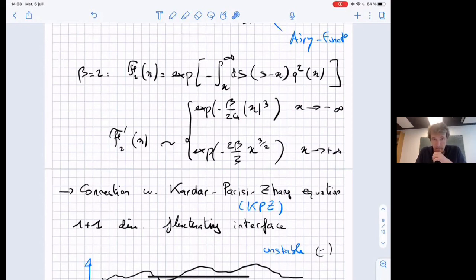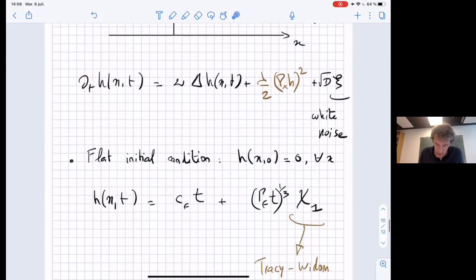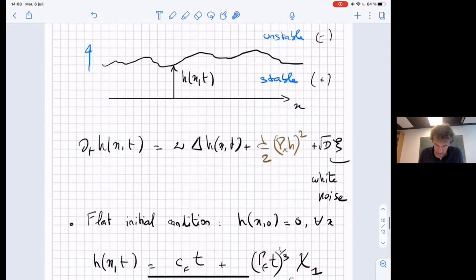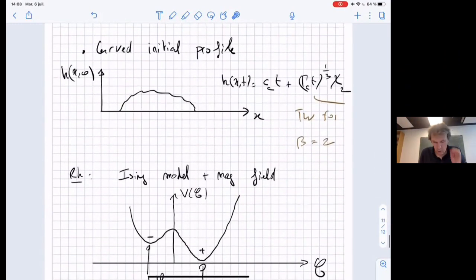Thank you. Now, last question. For the wedge initial condition, is there also a result? Yeah, so actually the wedge initial condition is the curved one. This is because the full curved is pretty complicated to do.